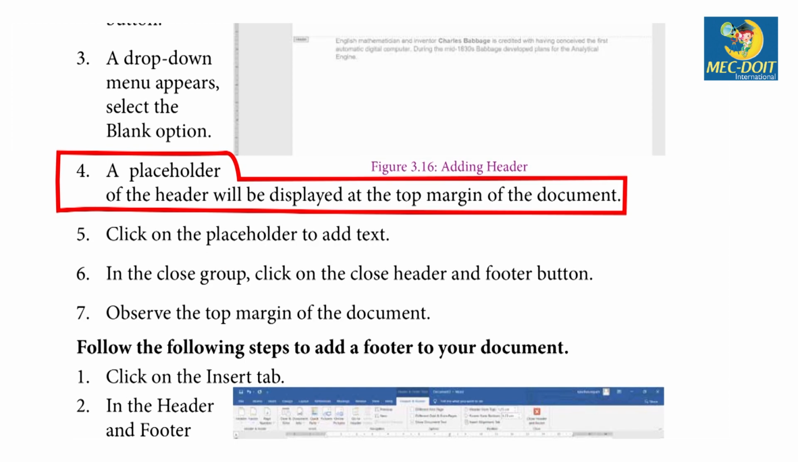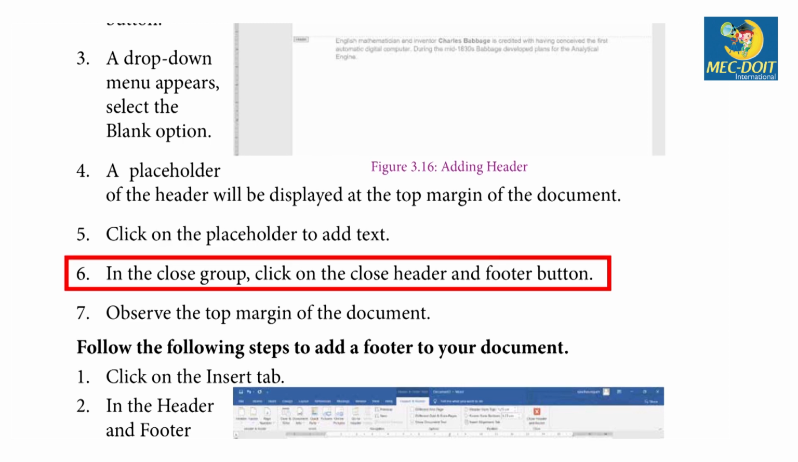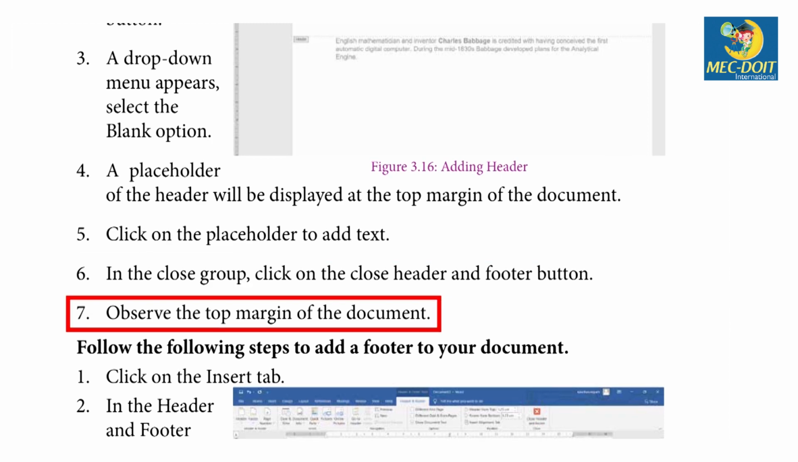4. A placeholder of the header will be displayed at the top margin of the document. 5. Click on the placeholder to add text. 6. In the Close group, click on the Close Header and Footer button. 7. Observe the top margin of the document.